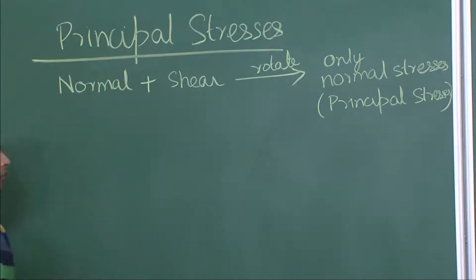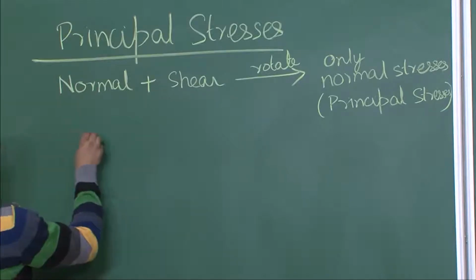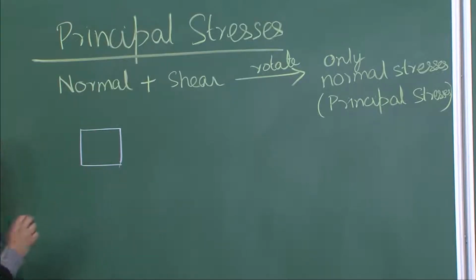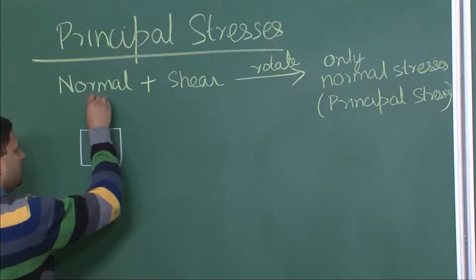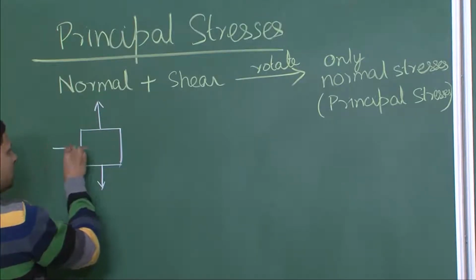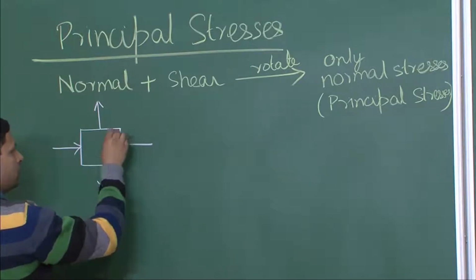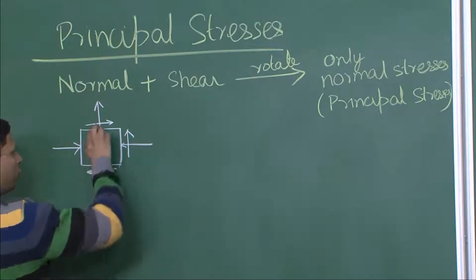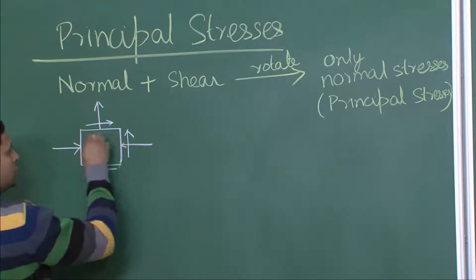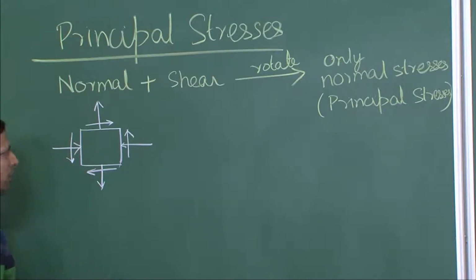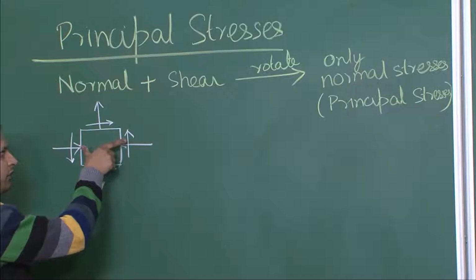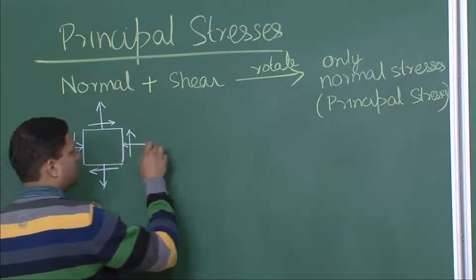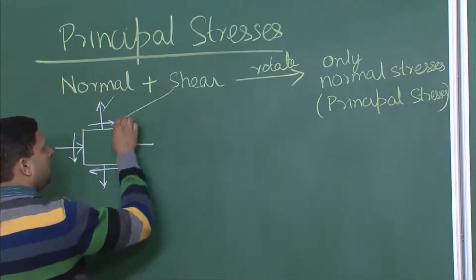So, if you were to understand it pictorially, let us take an element, a small, infinitesimally small element inside a component. So, we have stresses like this. Remember this is trying to rotate it clockwise, these two are trying to rotate it anti-clockwise, and the magnitude of this must be equal to the magnitude of this, because the element is in equilibrium. So here we have both normal and shear stresses.